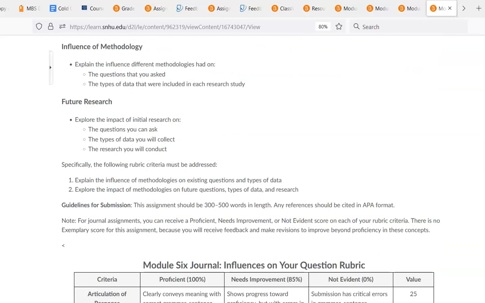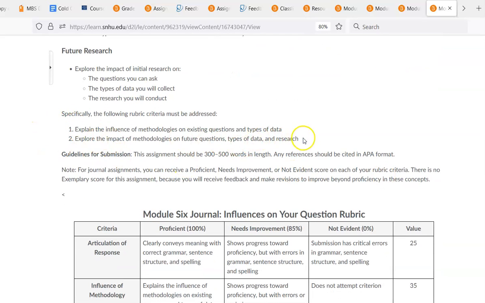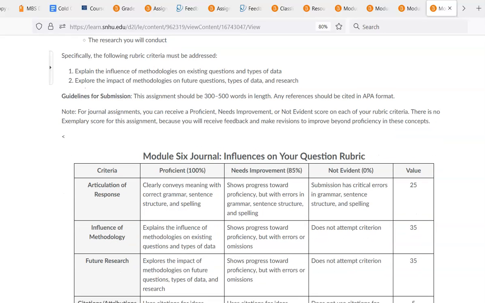So specifically, the following rubric criteria must be addressed. You're going to explain the influence of methodologies on existing questions. Explain, not guesswork. Remember, I get rid of the I thinks, I feels, and I believes. Get rid of that, okay? And make sure you try to avoid writing conversationally. Look at how researchers write. Very matter of fact, very simple, very concise, very direct and to the point. That's what they mean by keeping it simple, which is not easy because you have to refine and define.